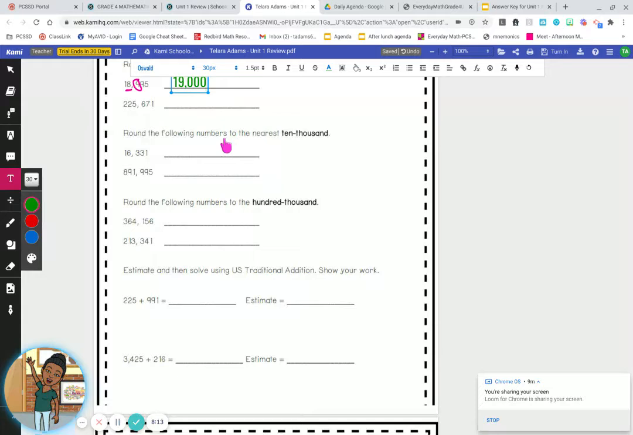Now the nearest 10,000. Where is the 10,000th place? Where is my neighbor? Do I need to raise the score or let it rest? Remember, use your notes for a reminder.